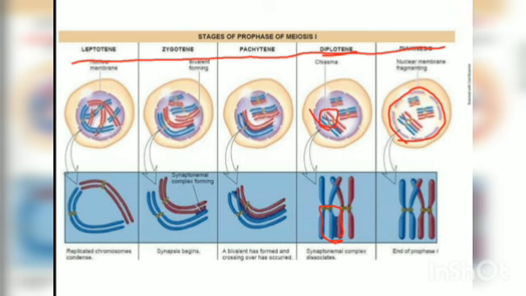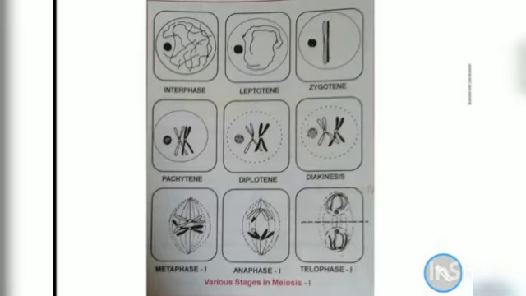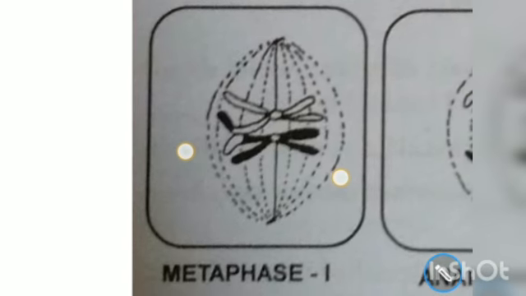After prophase you have metaphase 1. So during metaphase 1 what happens, the pairs of homologous chromosomes, look at this diagram. You can see that after crossing over, the recombinant sister chromatids have already formed.